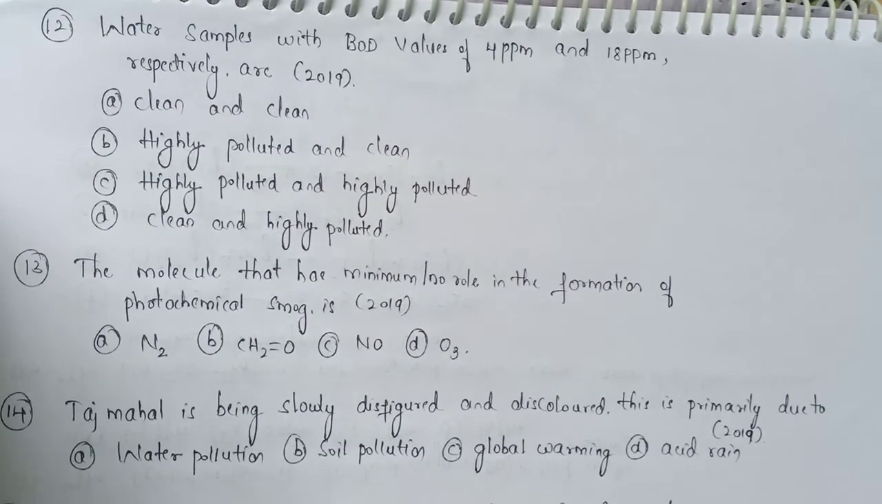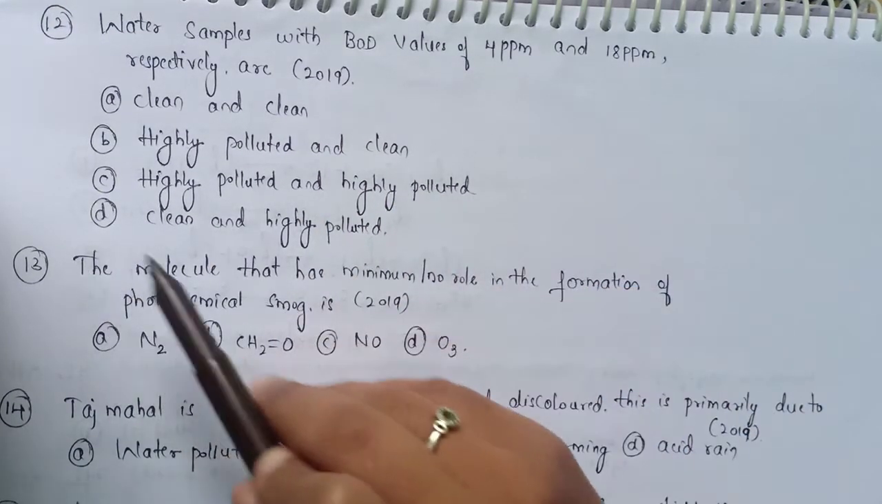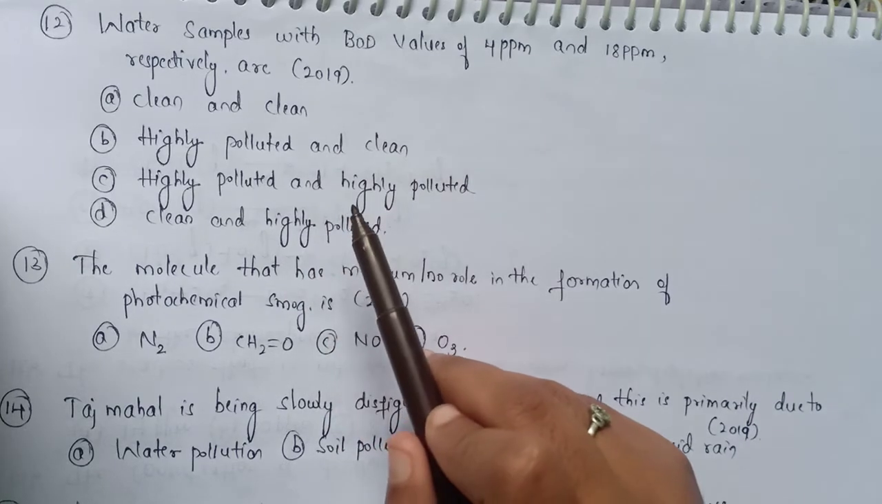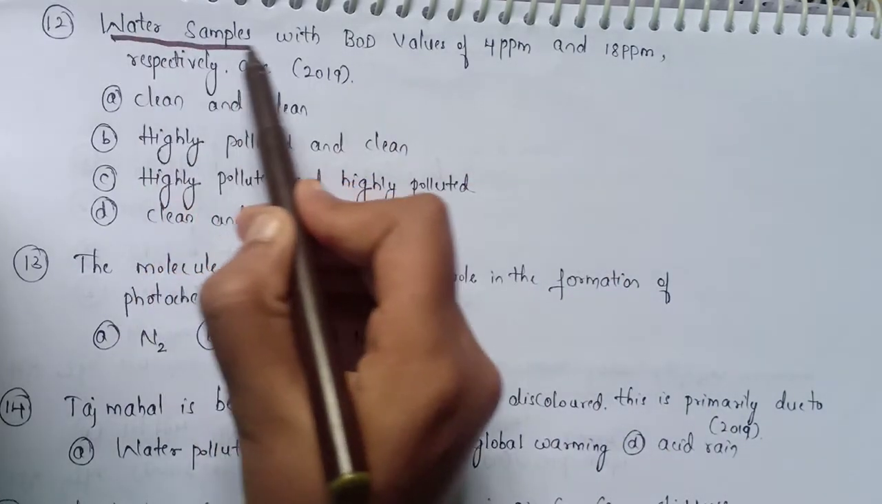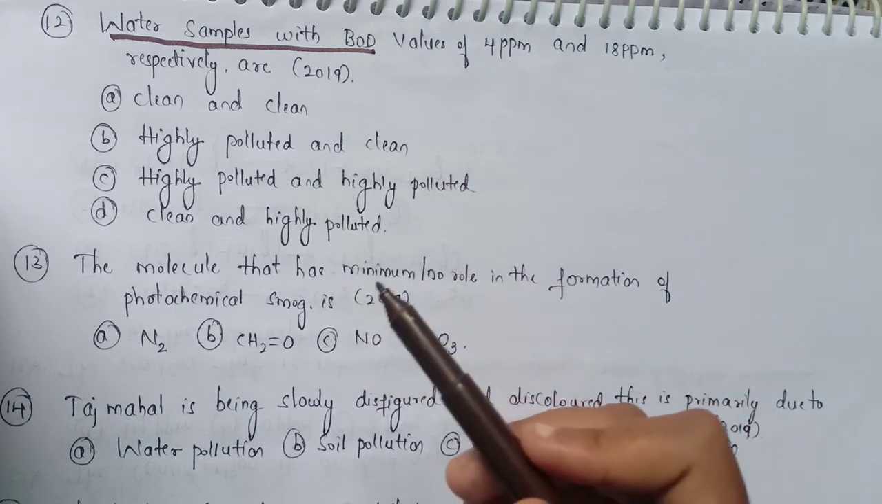Water samples with BOD values of 4 ppm and 18 ppm respectively are: option A, clean and clean; option B, highly polluted and clean; option C, highly polluted and highly polluted; option D, clean and highly polluted. See here they have given water pollution with BOD values. What is BOD? That is biochemical oxygen demand.